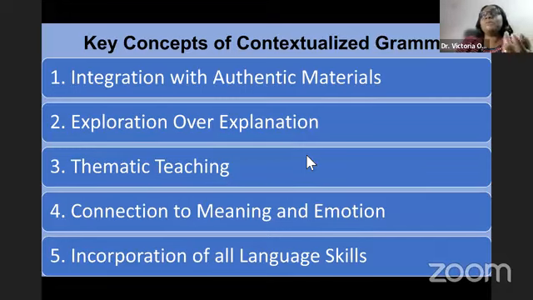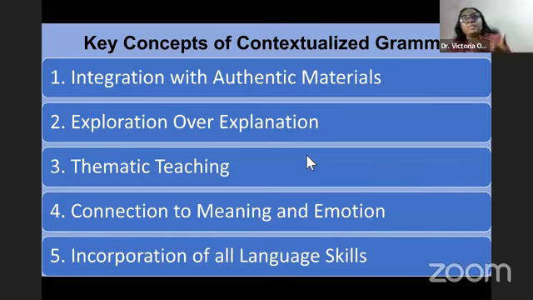Let's encourage exploration instead of just explaining. Let's use thematic teaching. Let the students come up with scenarios or themes that they themselves are interested in. Let's find a way to connect meaning to emotion. Let's find a way for the students to see the relationship between what they are learning and how they feel. And through that approach, we will help the students to see that grammar is not an isolated subject, but incorporates all the other aspects of language learning.